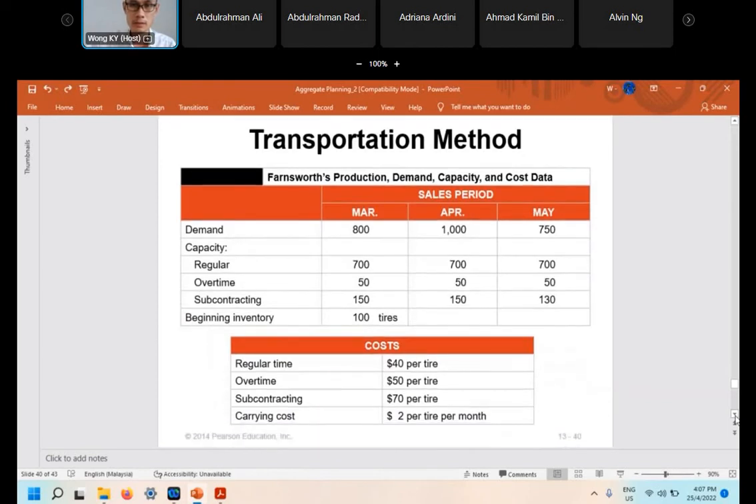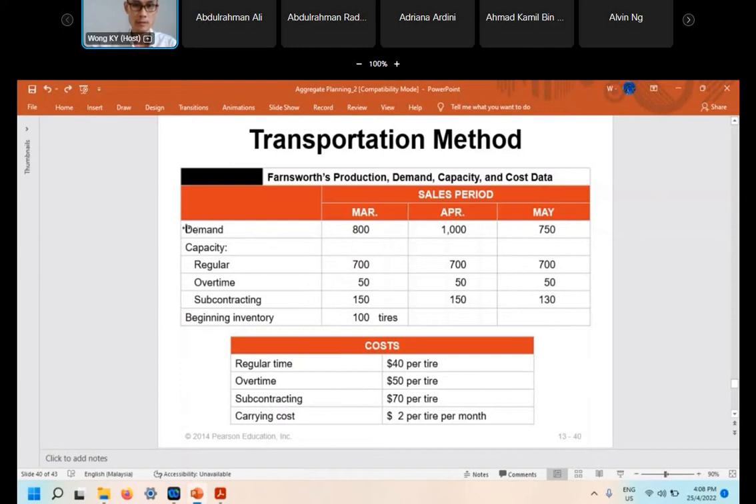So let's look at how the transportation method works. This is the example. This is the problem given, and we will solve it using the transportation method. There's a company called Farnsworth. This company produces tires. The company wants to do aggregate production planning for 3 months on a quarterly basis, for March, April, and May.